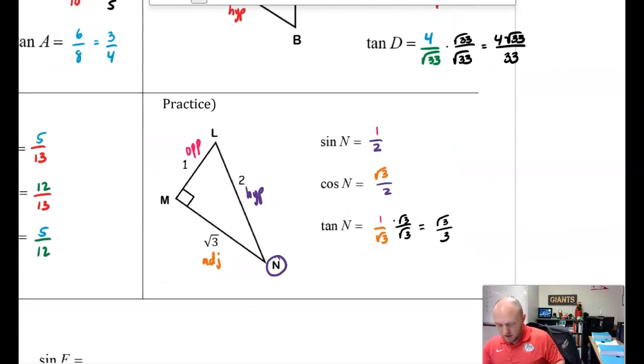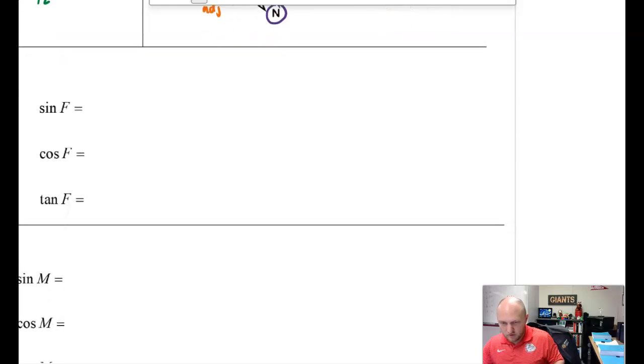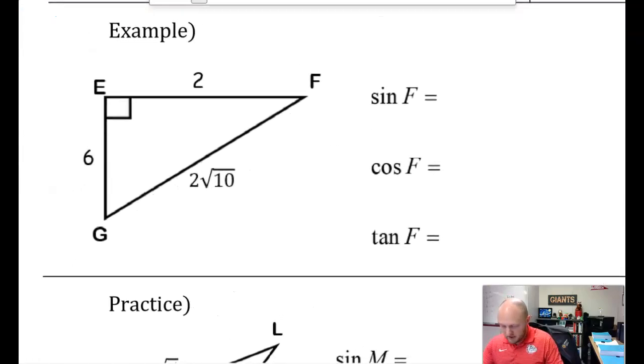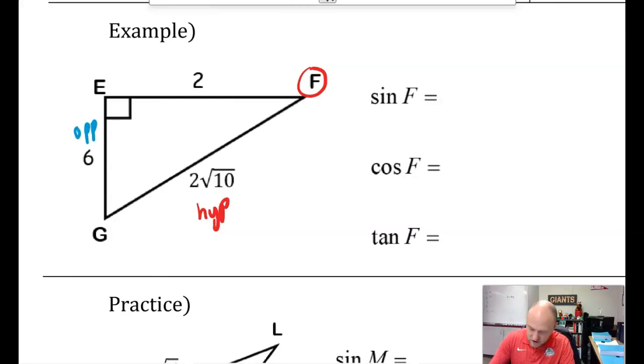Okay. Awesome. Hopefully you're doing well. Hang in there, we're almost done. I have one more example and then one more practice problem for you, of course. So we're going to find sine, cosine, and tangent values of this trig function. And again, our steps are not going to change. I'm working with angle F, so we must label the hypotenuse, the side opposite, and the side adjacent. And then we're going to go ahead and find these values.